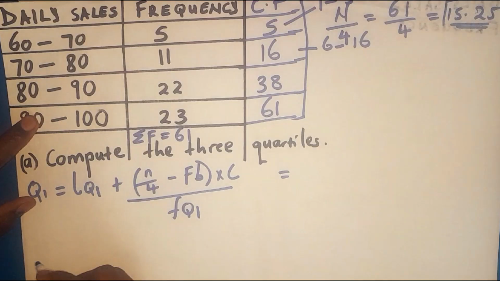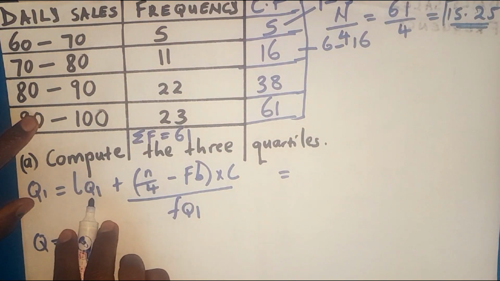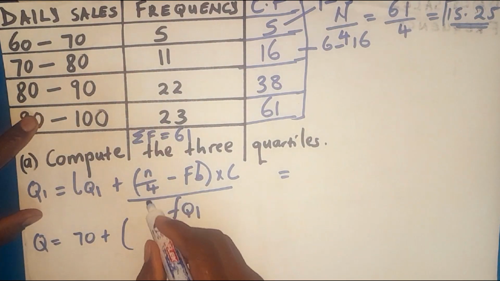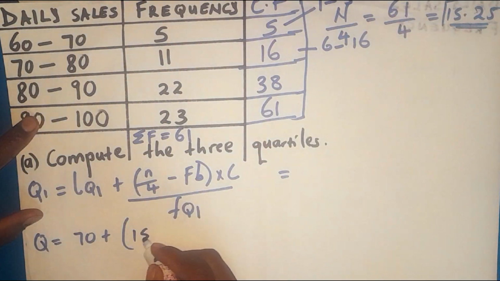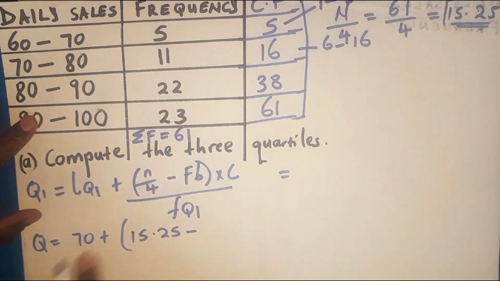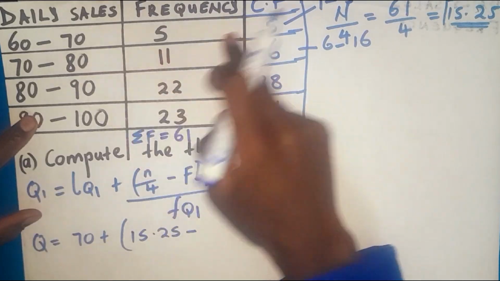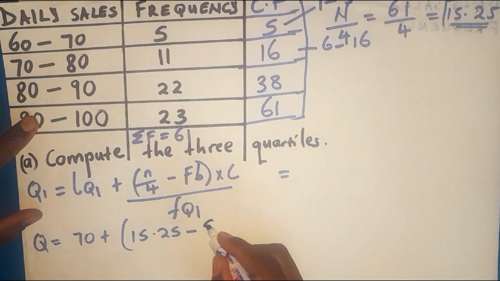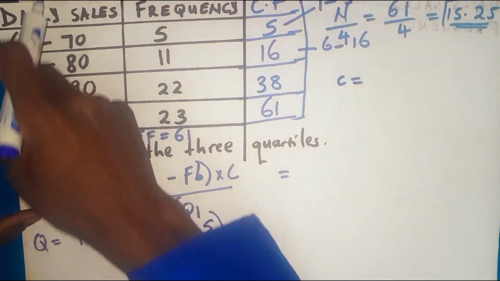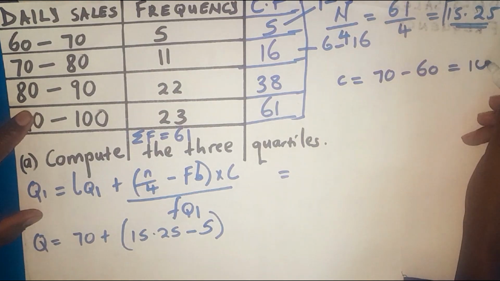Therefore, the first quartile is equal to our lower class boundary of the quartile class, which is 70, plus our n over 4, which we have already calculated, 15.25, minus fb, where fb is the cumulative frequency before the quartile class, which is 5 here. So we can say minus 5, multiplied by the class width. Class width is the upper class boundary minus the lower class boundary, which is 70 minus 60, and we're going to get 10.